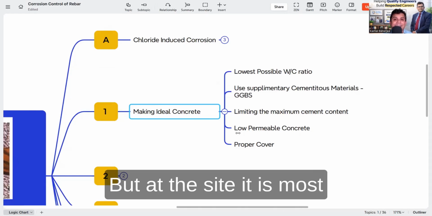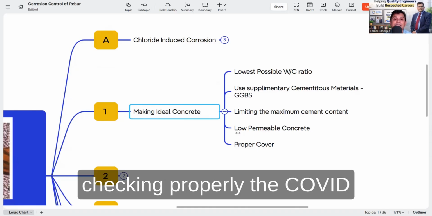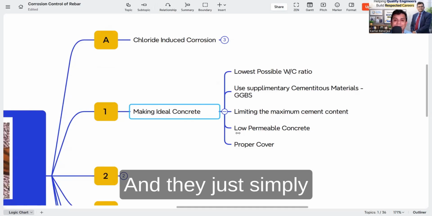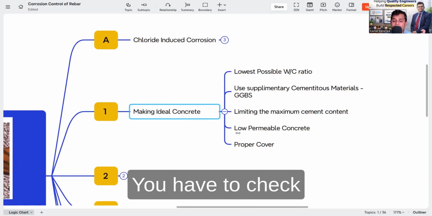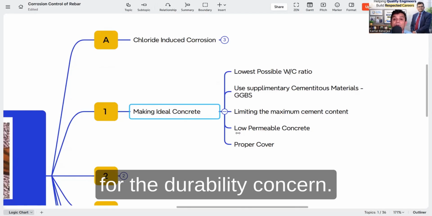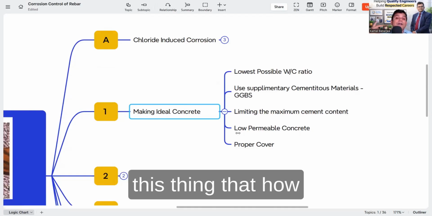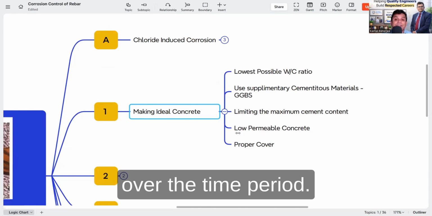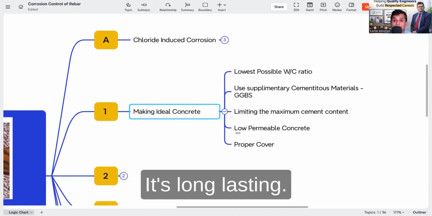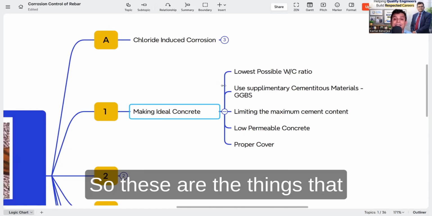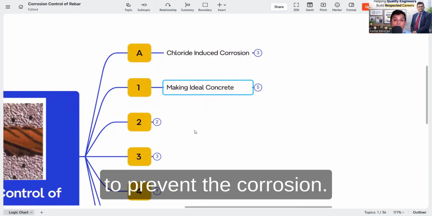But at the site, the cover is the most neglected part. People are not checking the cover properly, and they just simply leave it to the carpenter. But it's not like that. You have to check the proper cover for the durability concern, because durability is how the concrete will withstand over the time period. We are not making our project for one day or one year, it's long lasting. So these are the things for making ideal concrete to prevent the corrosion.